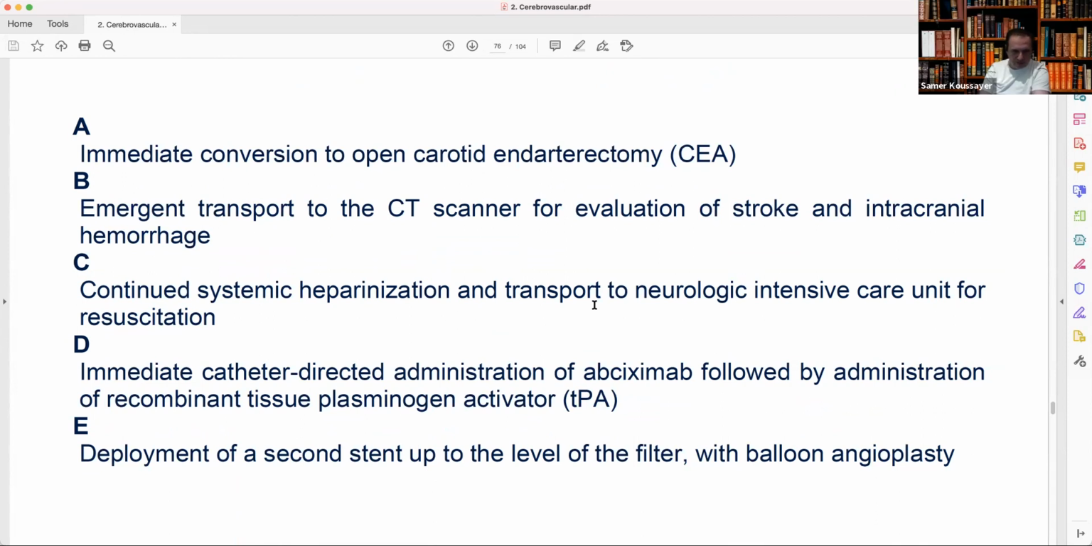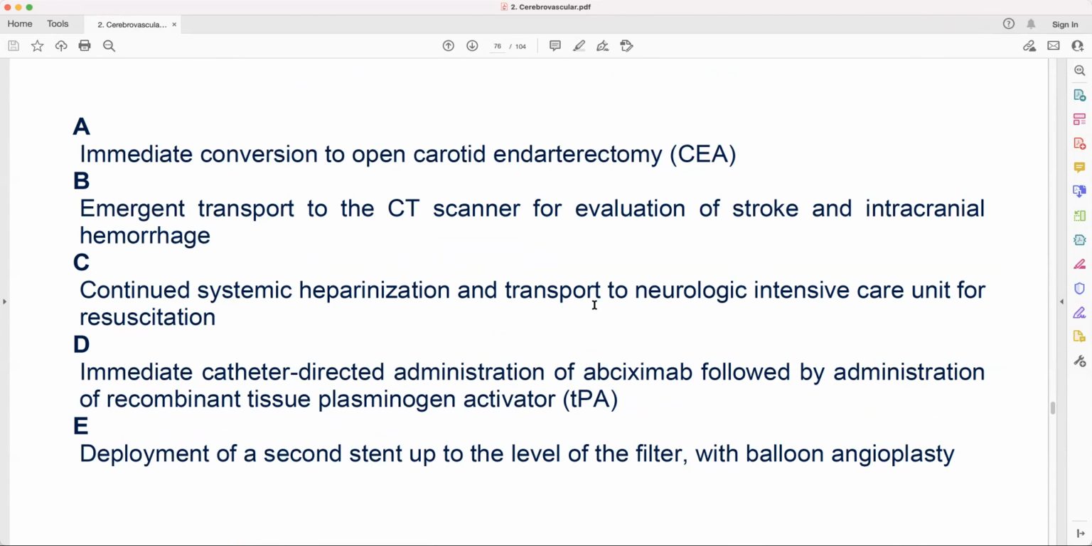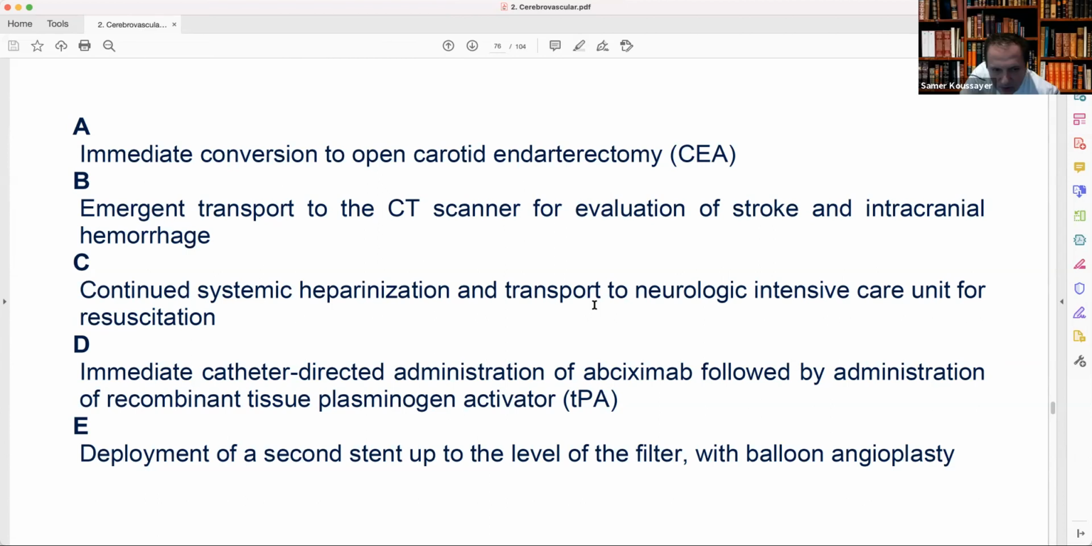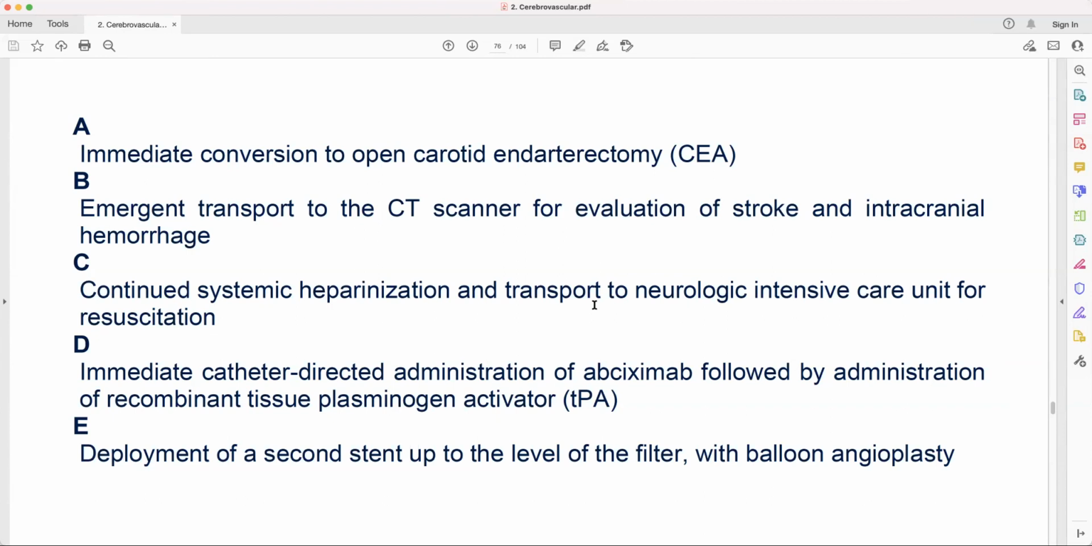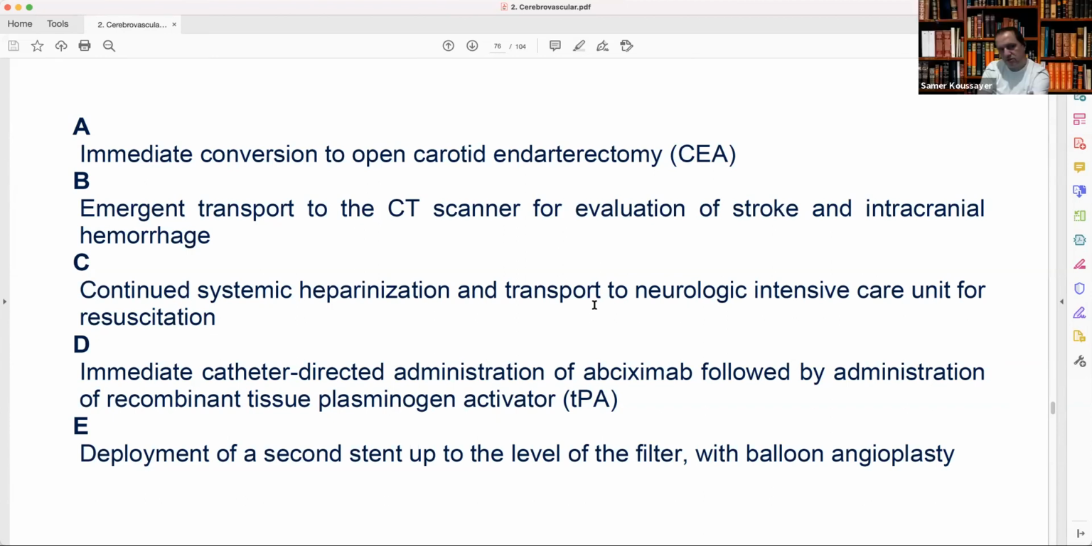What's the last one? The last one is deployment of a second stent up to the level of the filter with balloon angioplasty. I mean, this is wrong. How are you going to put the stent? You have a clot. You're not going to put more stent and go higher and higher and balloon. So this is wrong.